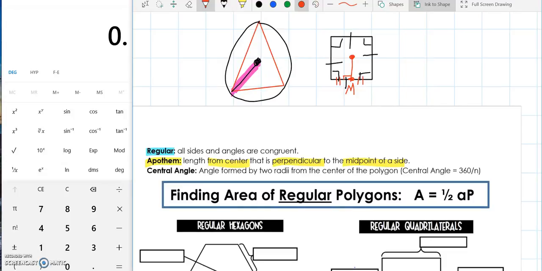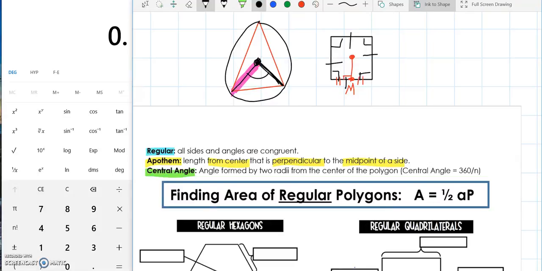Okay? The last thing that we need to know is a central angle. A central angle is an angle that's formed by two radii, which is the plural of the word radius, and it goes from the center of the polygon. The formula for that central angle is 360 divided by n. In your picture up at the top where I drew the triangle inside of that circle, if I drew in a second radius, because right now I only have one, I would be forming a central angle by those two radii.